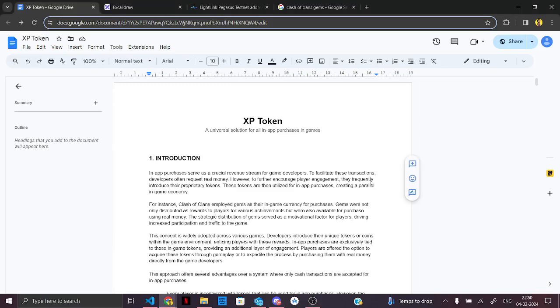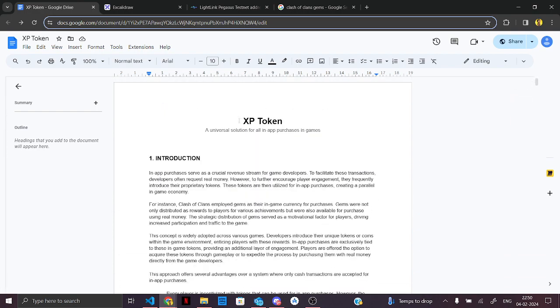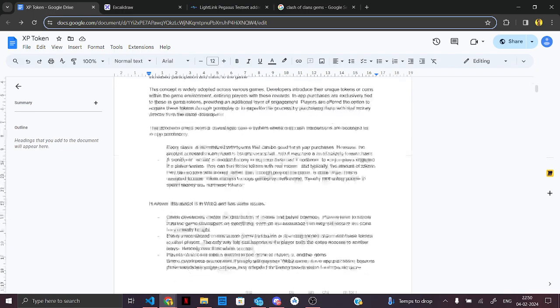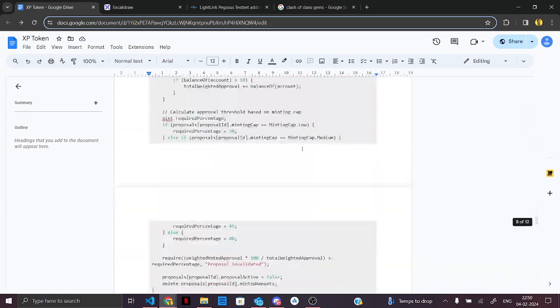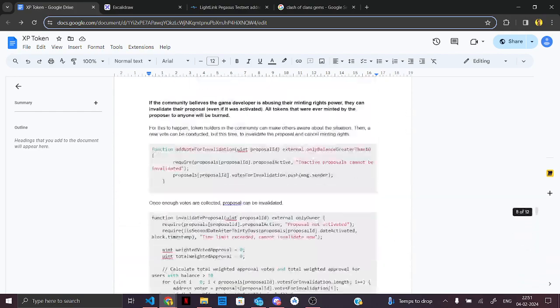Hey guys, our project name is XPTokenomics and this is for the Perion bounty. As it was instructed that we need to include tokenomics in our submission, we have written this paper in which we have explained the tokenomics of this token, XP token, and we have explained each and everything which we could. We have even explained the security concerns.